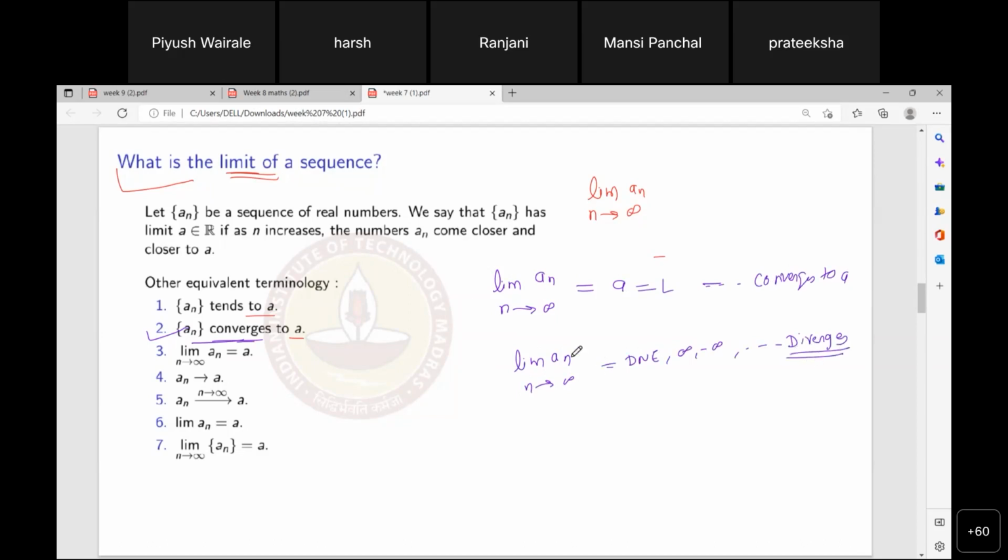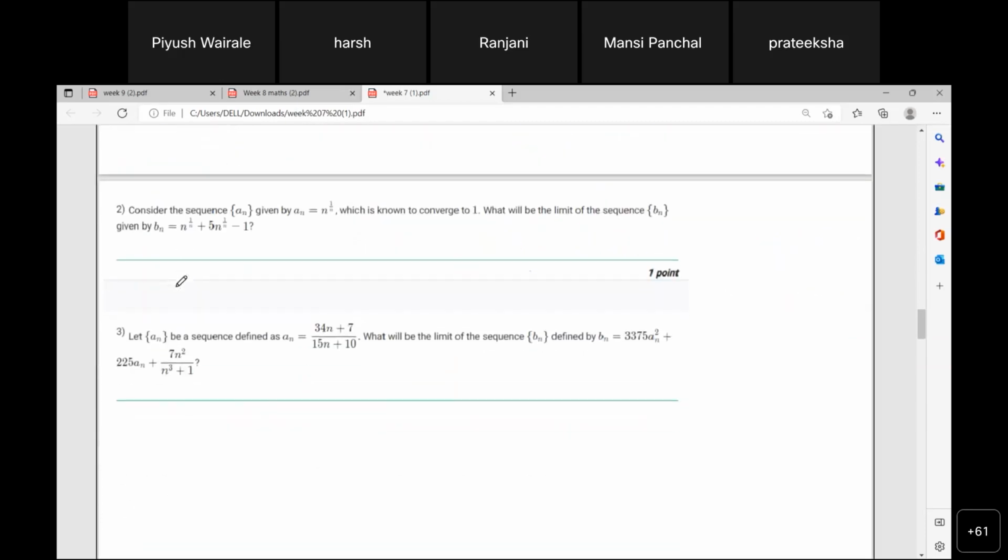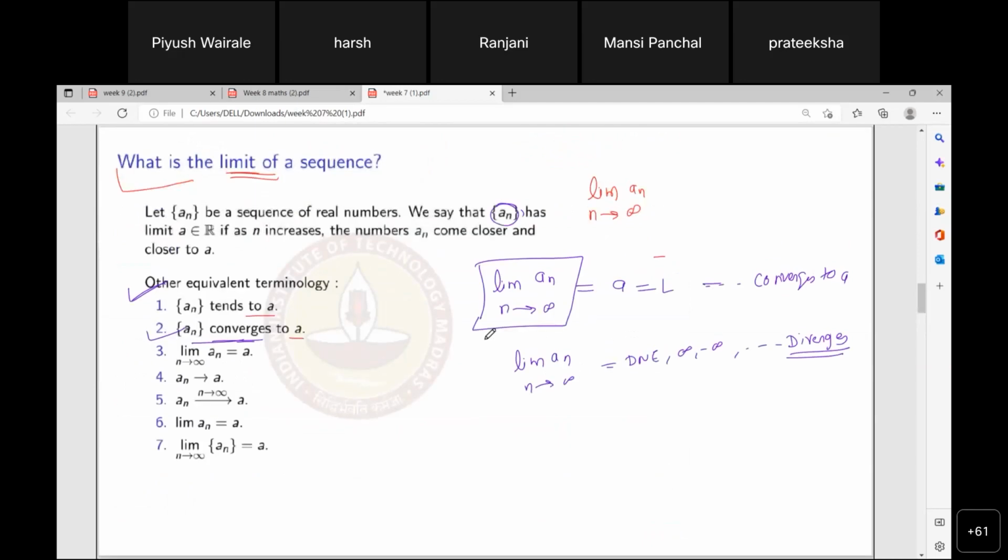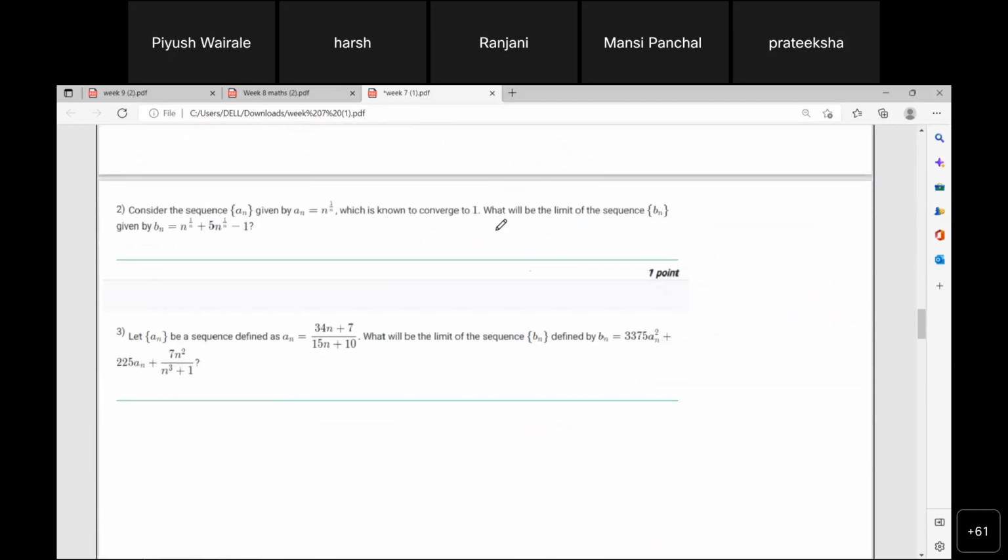So you just have to find the limit as n tends to infinity for this particular sequence a_n. And these are other terminologies, you can go through them. Let us take a few examples based on this. Consider the sequence a_n given by a_n equals n to the power 1 by n, which is known to converge to 1.